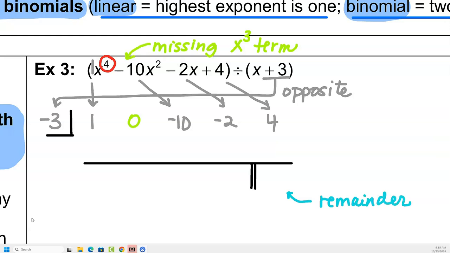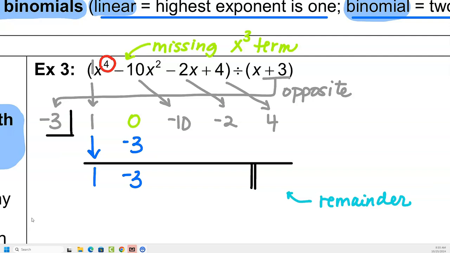And now I'm going to go through the steps. Now, if you leave out that missing term, it's going to mess everything up. So you want to make sure that you have that represented. I'm going to drop the 1. And once it's below the line, remember, you're going to multiply by the window. So negative 3 times the 1, and then we're going to put it here, is negative 3. I'm going to add going down. 0 and negative 3 is just negative 3.